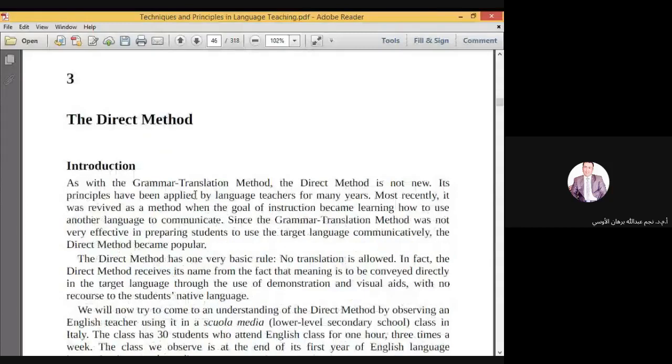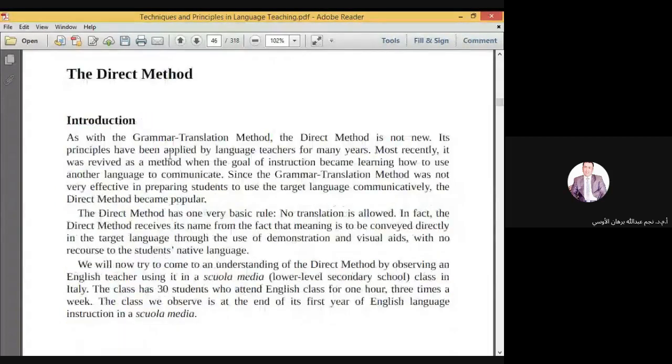So now we will discuss the direct method. Like the previous one, we will discuss the same steps, or points. But of course, the content is different. The direct method, first of all, we will see an introduction or a history of this method.